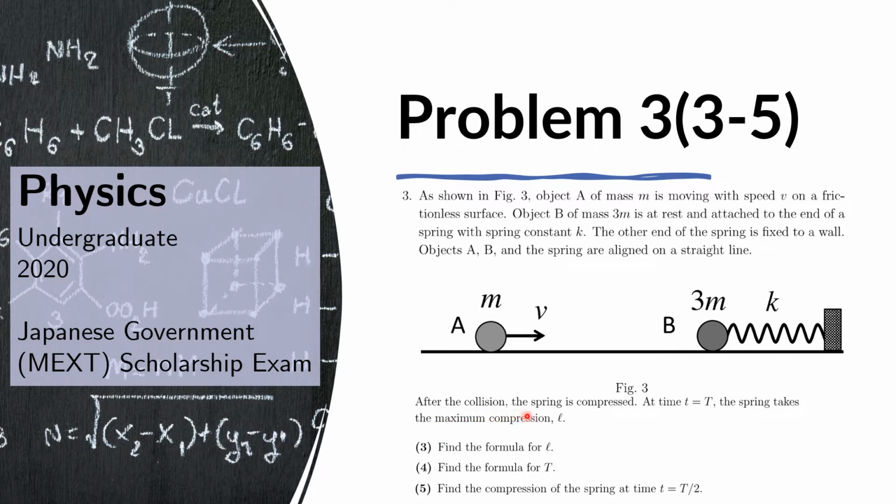After the collision, the spring is compressed. At time t equals capital T, the spring takes the maximum compression L. Now we need to find L, capital T, and the compression of the spring at time t equals capital T over 2.